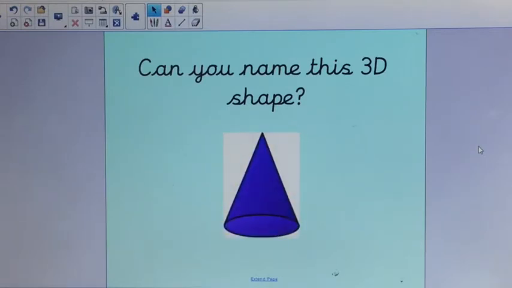What is the name of this 3D shape? Tell your grown up. Give you a few seconds. What do you think it is? 3, 2, 1. It is a cone. Well done. Kind of like an upside down ice cream cone.